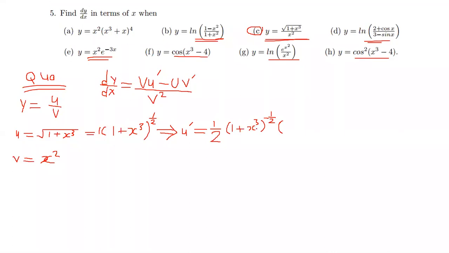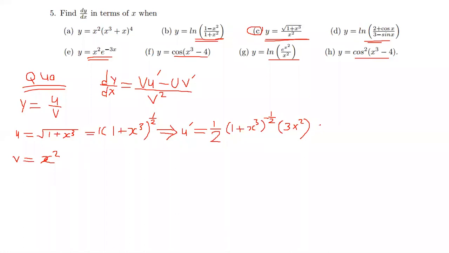And then multiply everything with the derivative of what is in the brackets. Using the power rule, 1 is a constant. When you differentiate 1, you get 0, so it's just the same as not writing it. And when you differentiate x to the power 3, using the power rule, you get 3x squared. So this is our u prime.